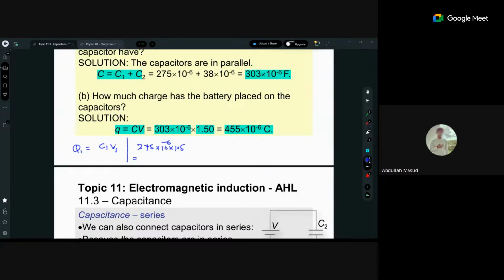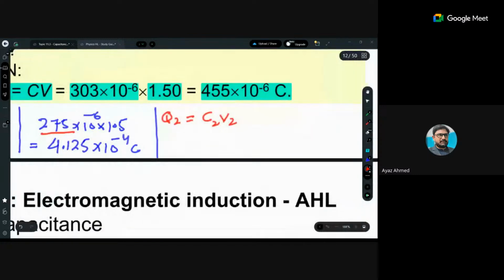4.125 times 10 to the power of negative 4 coulomb. Yes, this is the charge stored on your capacitor number one, the 275 microfarad capacitor. And then I can say that Q2 equals C2 into V2. So C is 38 microfarad, so 38 into 10 raised to the power minus 6, and the voltage is 1.5.